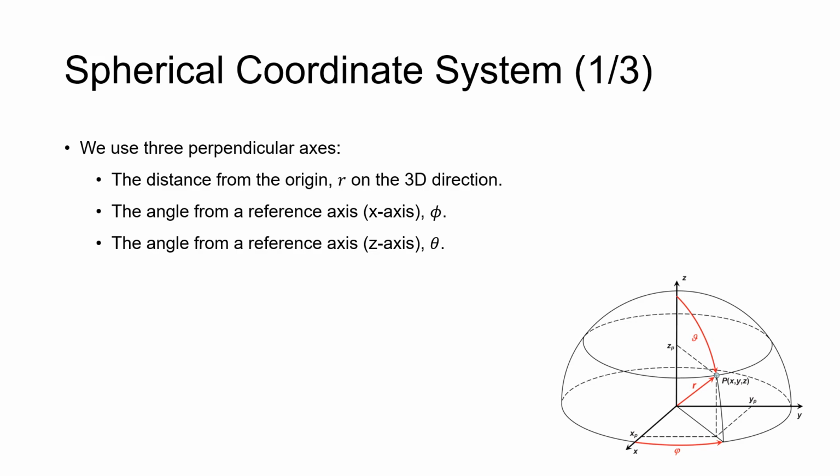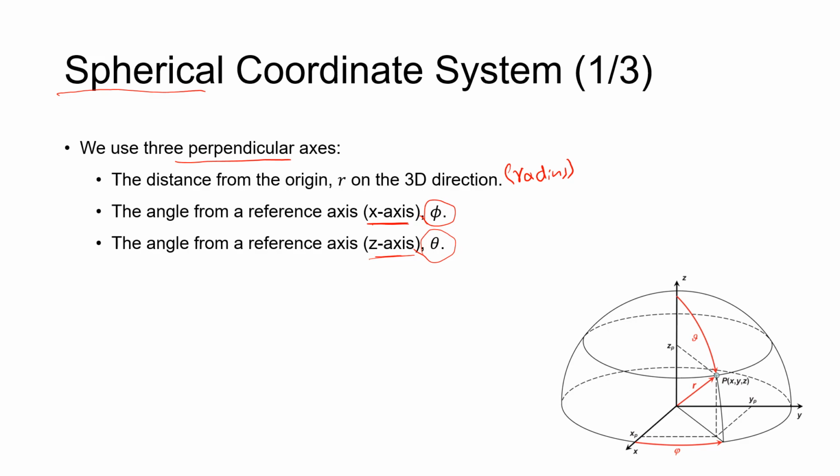Now we move to the third and last coordinate system in 3D, which is the spherical coordinate system. We have three perpendicular axes, which are r, which is simply the radius of the sphere, and two angles. One is the angle when we rotate with the x-axis, which is phi, and one angle when we rotate with the z-axis, which is theta.